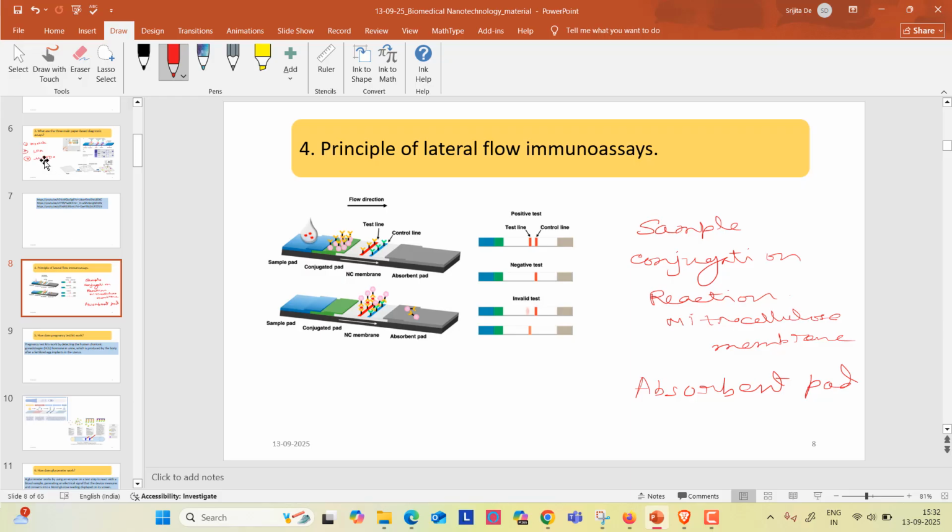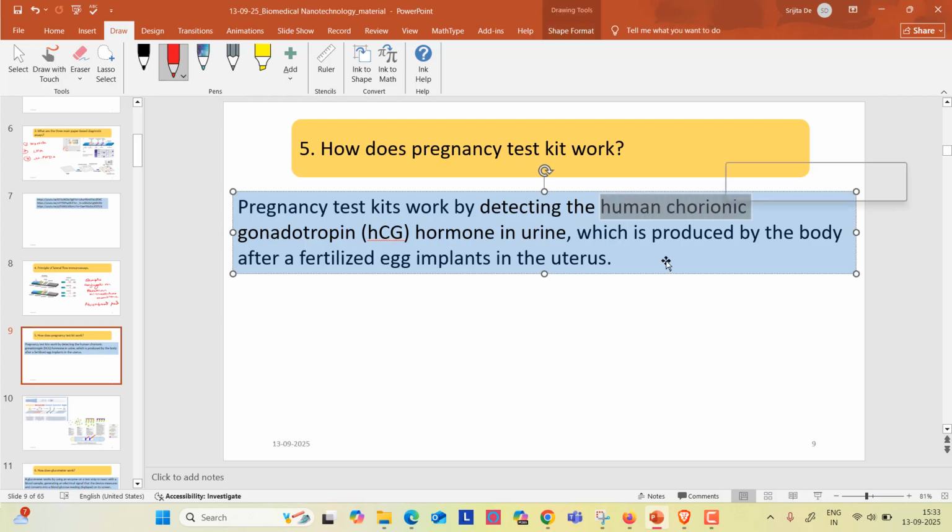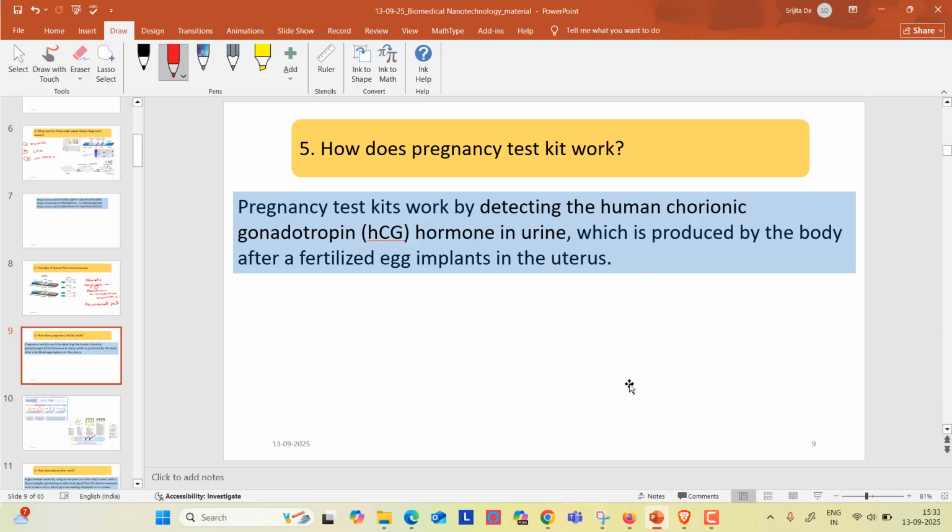Okay, so these are the main parts of the lateral flow immunoassay. So how does a pregnancy test work? This is also based on the lateral flow immunoassay. In the pregnancy test kit, what are we detecting? We are detecting a hormone known as human chorionic gonadotropin, the HCG hormone, in urine. When someone is pregnant, this HCG hormone will be available in the urine.